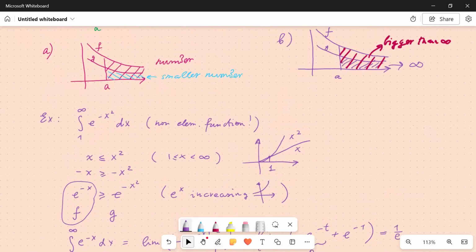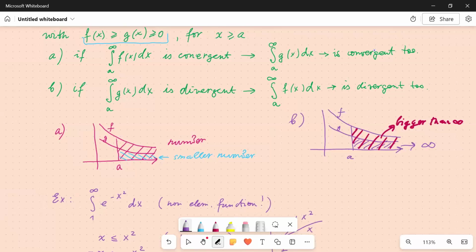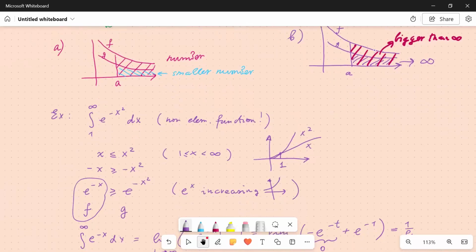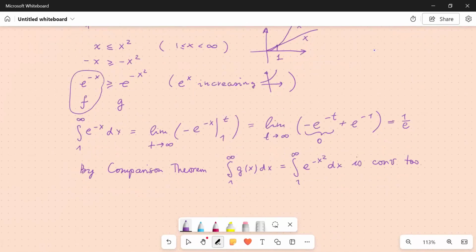Why? Because its top is convergent. We are in case A. This one is convergent, then the other one is convergent. You will need to write down this specific line, otherwise I won't understand what you mean, okay? So you have to say these special words: by comparison theorem, okay? And sometimes the cases are going to be divergent. I think I'm going to consider one divergent case too, okay?